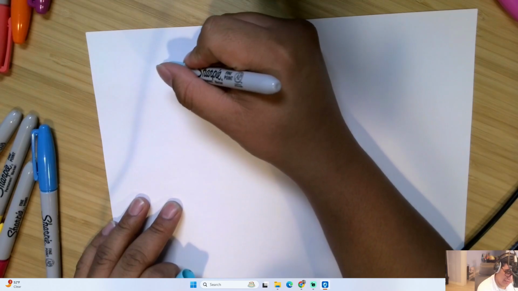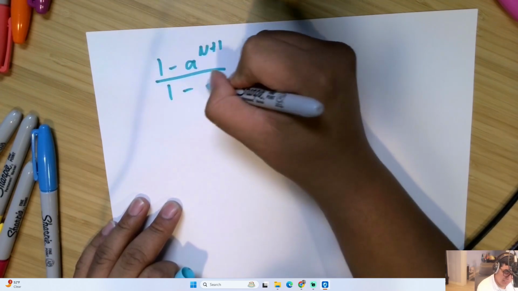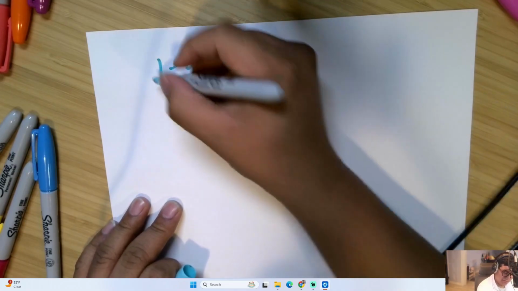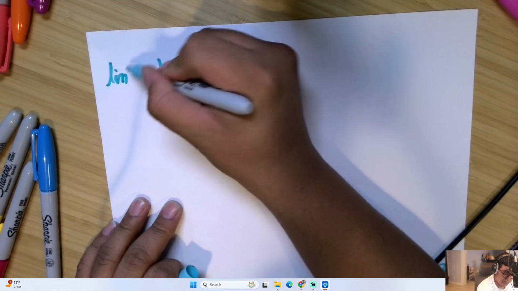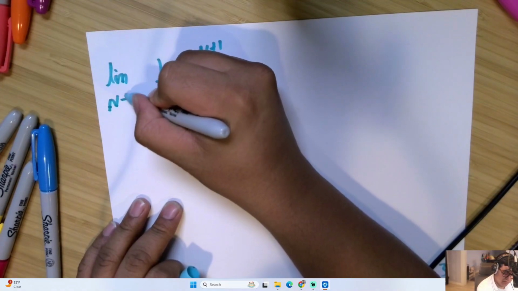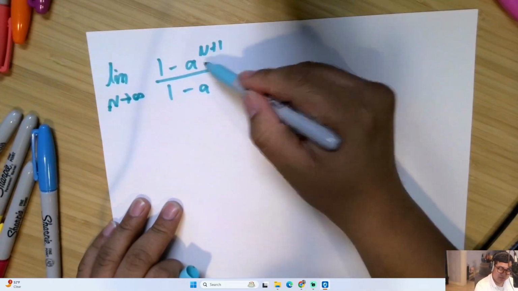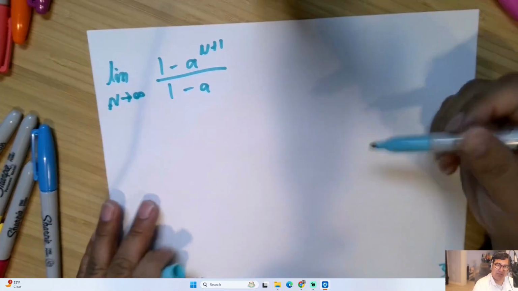So let me rewrite this. 1 minus A to the n plus 1, over 1 minus A, okay? So first things first. If you have, let's just say, our limit, right? The limit as n goes to infinity, right? All right. So what happens when we have A to the infinity, right? Well, what happens? I don't know.